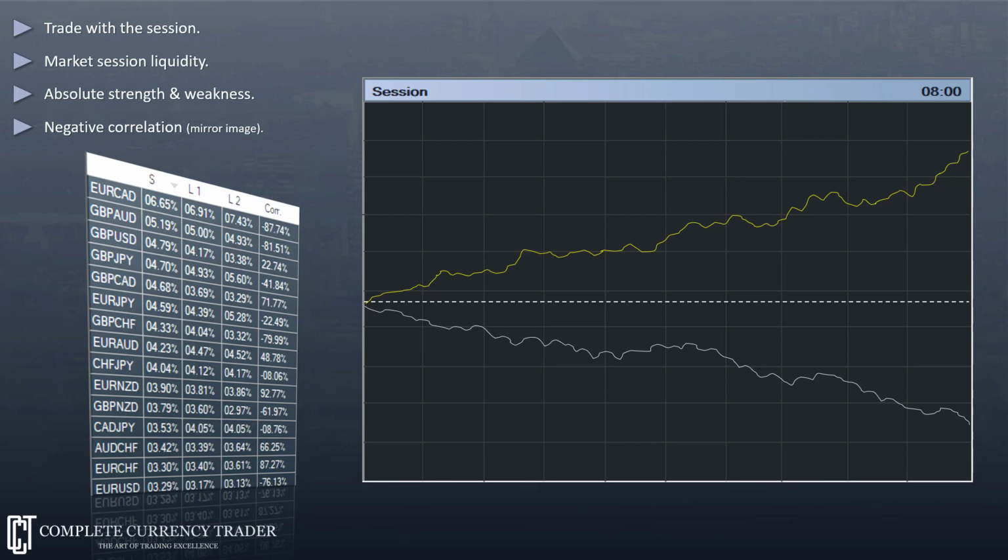And what you're looking for is a high negative value. A high positive value means they're doing the same thing. And the chances are you wouldn't even consider those currencies anyway because they'd probably both be weak or both be strong. What you've got to be careful of, though, is the negative correlations that have a low value. And by low, I mean anything under 50%, really.